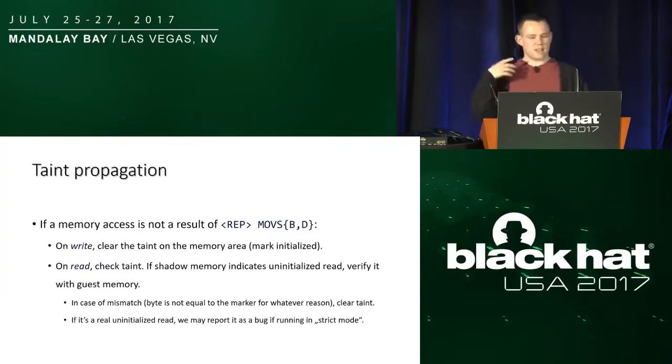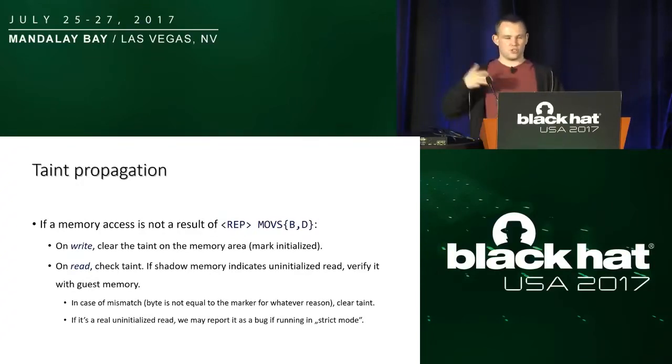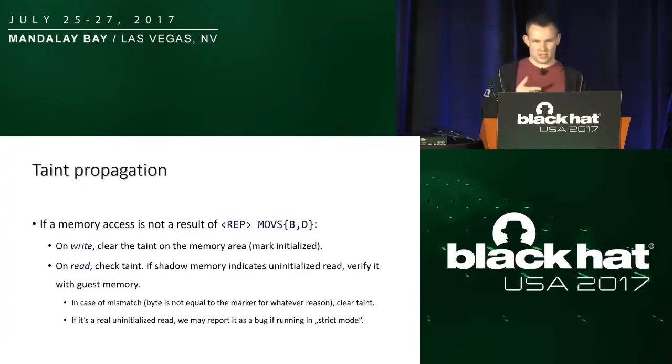So if a memory access is not a result of this instruction that we specifically analyze, then we perform the following steps. If this instruction that we encounter is writing to some memory, we just clear the taint on that memory area. And if the instruction is reading from the memory, we check the taint information. And if the shadow memory indicates that this is actually an uninitialized read, we verify whether this is the case or not with the marker bytes that I mentioned before. In case there is a mismatch for whatever reason, we just clear the taint again. But if the marker bytes are still there in the guest memory, we report the bug.